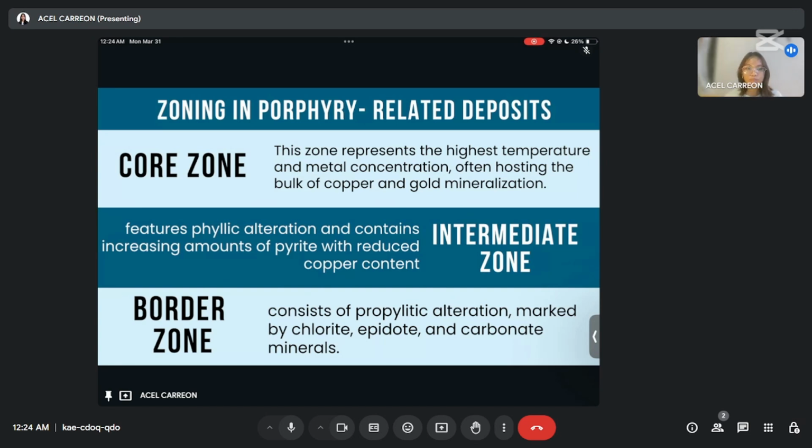Aside from this, some porphyry systems develop supergene enrichment zones where weathering processes concentrate copper as secondary minerals like chalcocite. These zones enhance ore grades and are important for economic extraction. The zoning in porphyry-related deposits is controlled by magmatic evolution, hydrothermal fluid flow, and temperature variations.